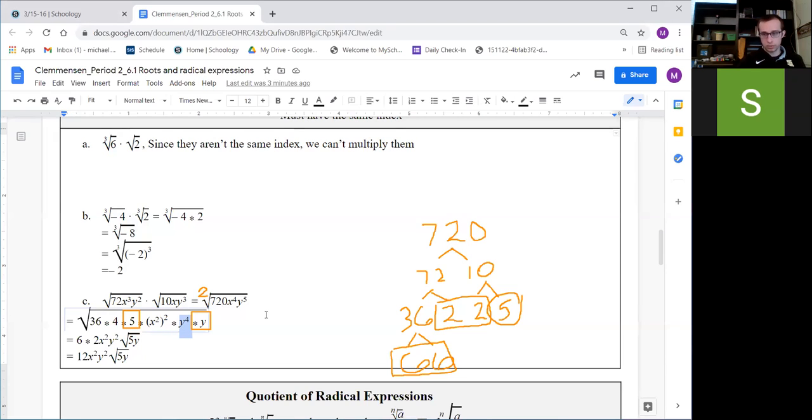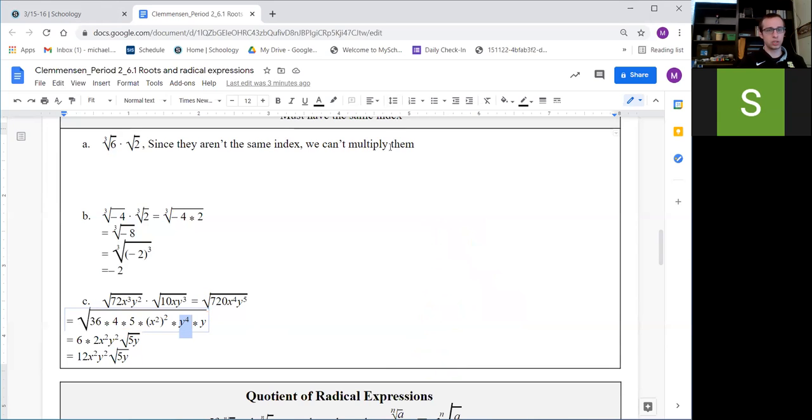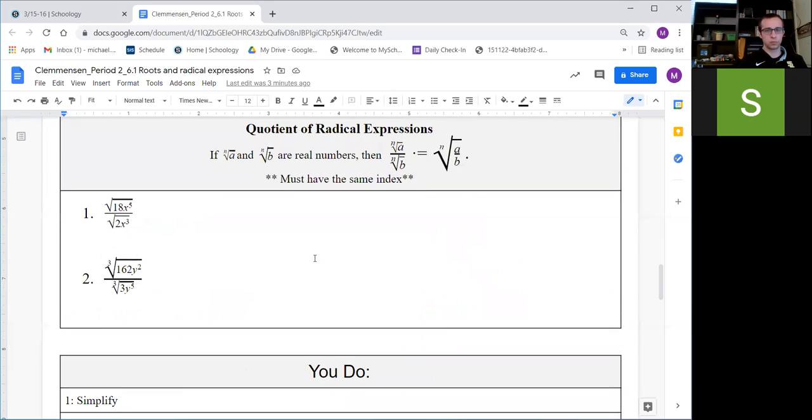Let's move on to our last section, because we're running up on the end of class. I want to give you enough time to finish up. We're going to talk about quotients now. Same process as what we did before. What we have to do is divide them. If they have the same index out front, then we can put them into one fraction. If they don't have the same index, we can't do that. Just like we did before. Since these two have the same index, we combine them into one fraction. We get something like this.